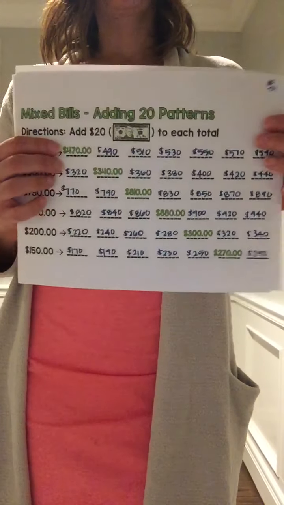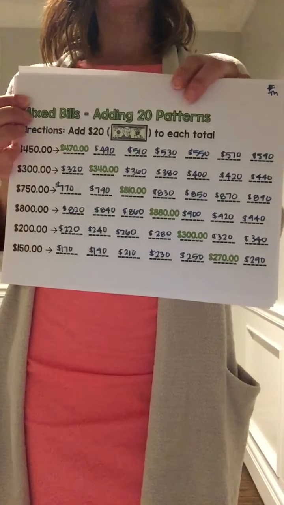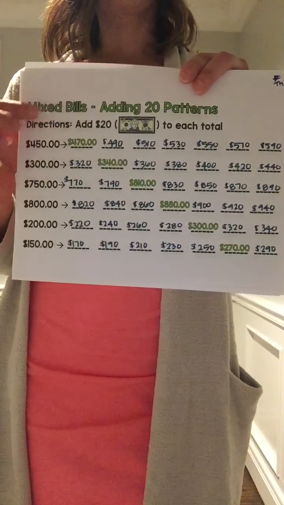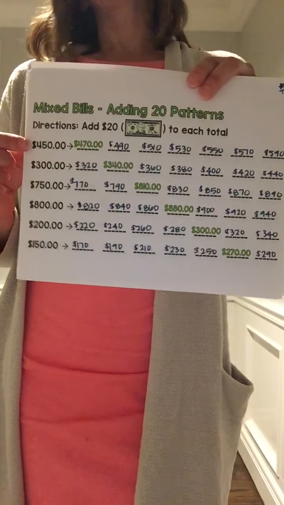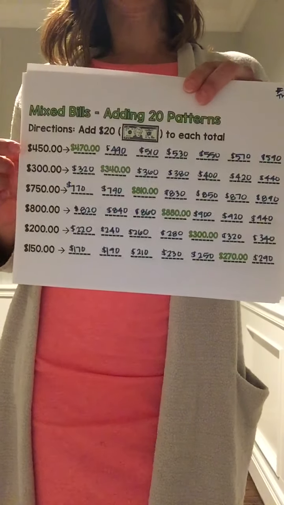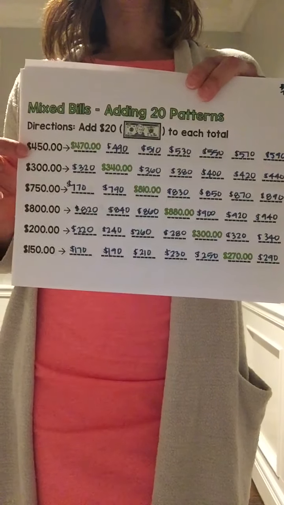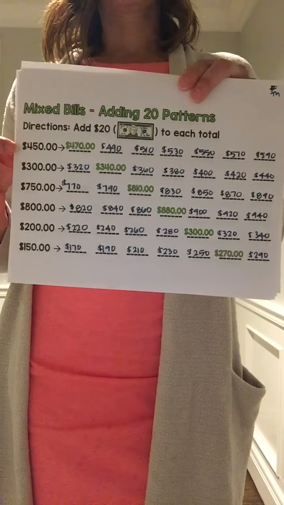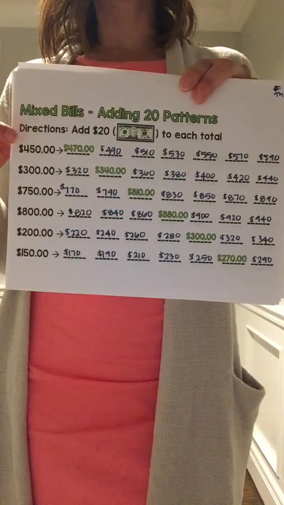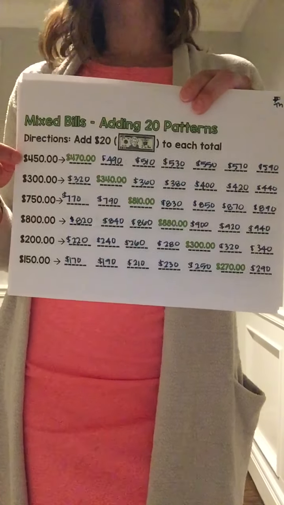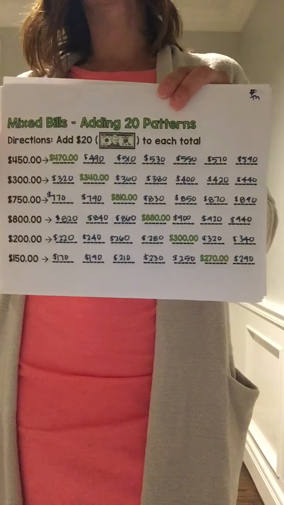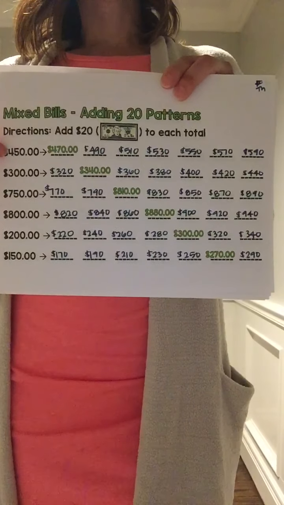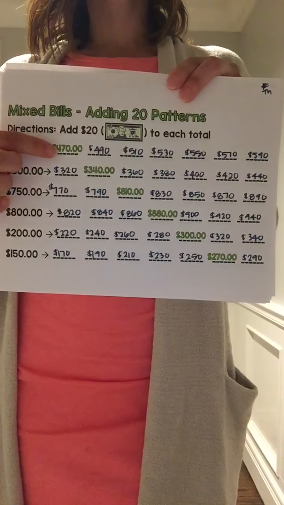On Thursday, you're going to do the same thing, but this time with a $20 bill. And they're making it a little bit more difficult for us because they're not starting at something like 20, 40, 60, 80, 100. They're starting at 450, so it's going to be harder for us to do the 20s, but we can still do it. We're just taking that second number and adding 2 every time.